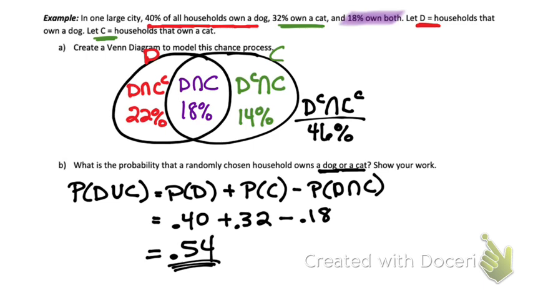Can anybody see a different way to get 0.54? We could just add up the 22, the 18, and the 14. I could just add those three up, and don't I get 54? Yes. Sure do. Any other way to do it? Subtract 46 from 100. I could just subtract this from the 100. So there are 3 ways to do that problem. Any questions?